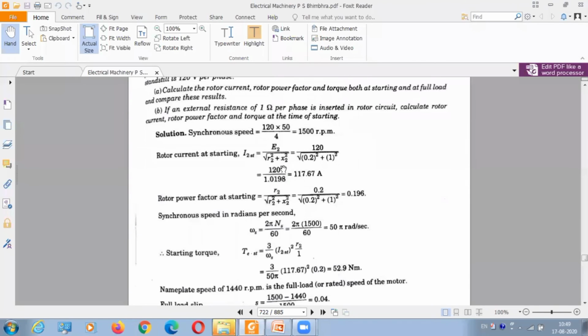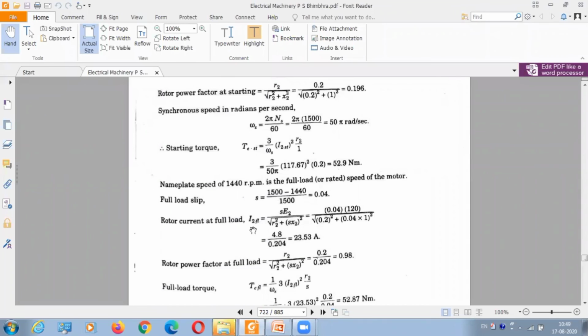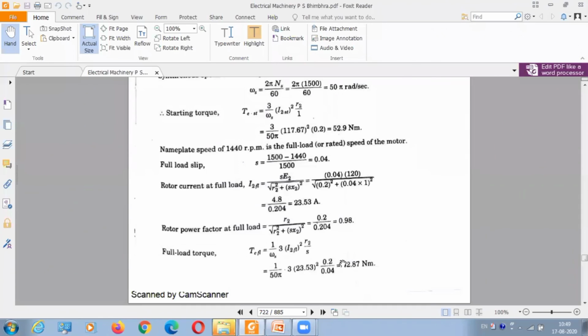Now all the standard equations will have a term S. So this will be I2FL, full load. I2FL: you can use R2 by S whole square plus X2 square, with numerator term E2, or you can use this formula also. Substitute all the values which we had derived, you will get this equation. Again, rotor power factor, use the formula, substitute it, get it. Next, use your torque equation, get your formula.